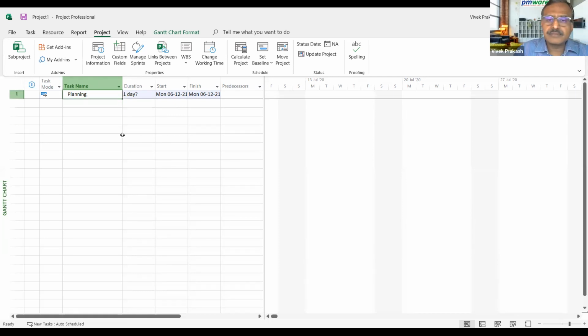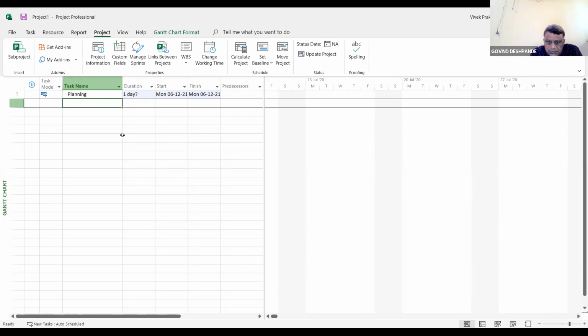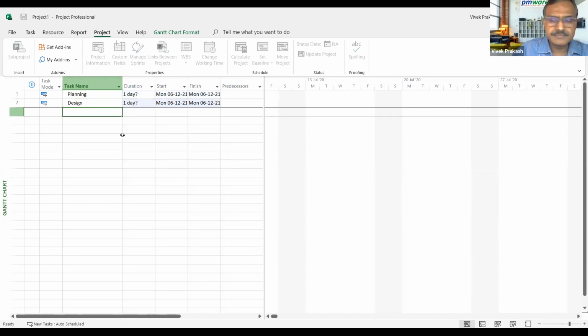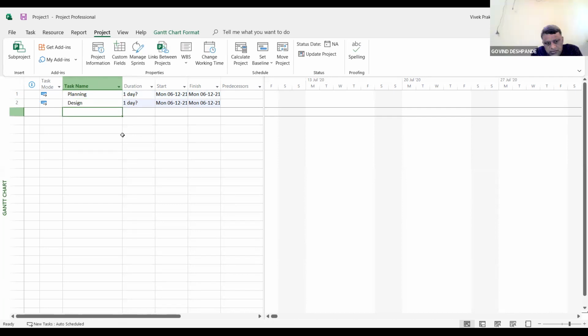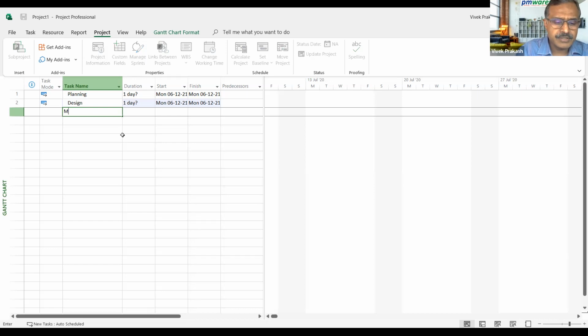So then what should we do? First is planning and designing, something like that. So planning, design, and execution. I will say construction. Yes, we can say construction. Procurement. Yes, procurement and after construction. Procuring materials. Procurement. Mobilization. Okay, mobilization.